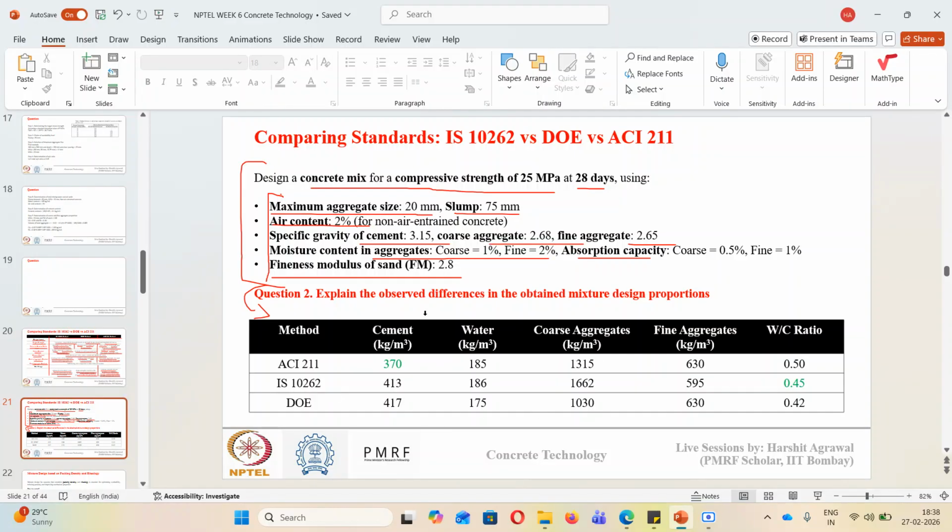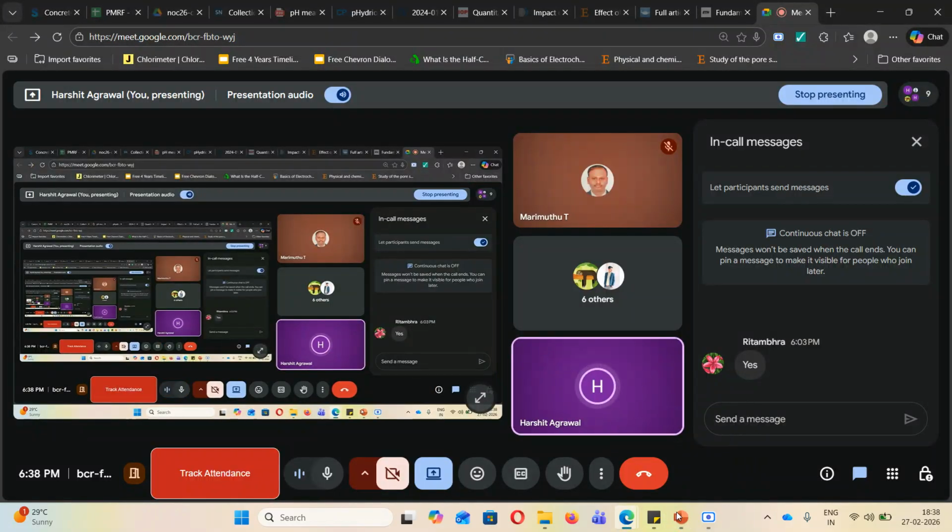So there will be differences in mixture design when you do it for the same problem. There can be different mixture proportioning that can be present. However, you need to see the geography of your project, and based on that you need to finalize one mixture design. I hope this mixture design part is clear to everyone based on different standard provisions.